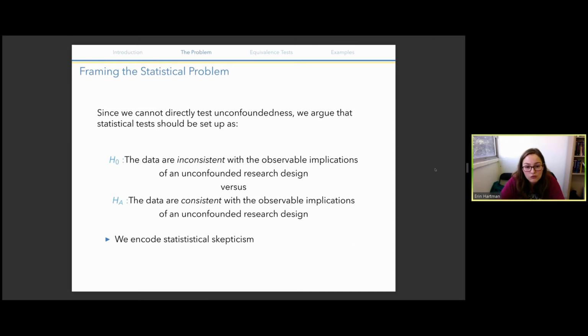So since we can't directly test unconfoundedness, we argue that the statistical test should be set up with the null that the data are inconsistent with the observable implications of an unconfounded research design. What does that mean? That means something like they should be inconsistent with the idea of similar distributions or similar means, versus the alternative hypothesis that the data is consistent with the observable implications of an unconfounded research design. So by doing this, we're encoding what we usually tell our students to do, which is statistical skepticism, right? We want to provide evidence against our null.